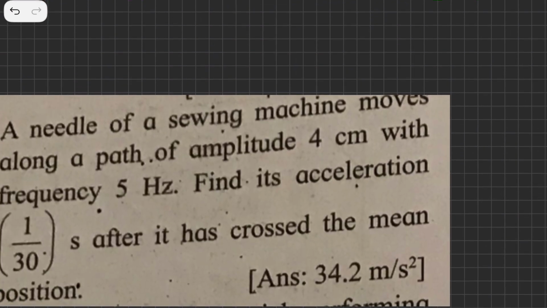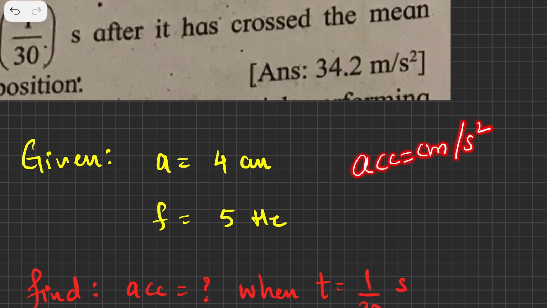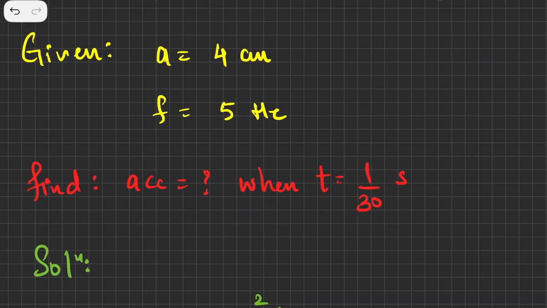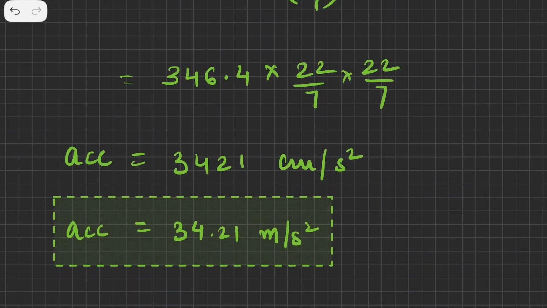Since we have not converted the centimeters into meters, your answer for acceleration would be in centimeters per second square. Also, hertz is an SI unit, and hertz is basically equal to 1 upon second, and 1 second is a unit of time, which is the same in each system. So in the SI system, MKS, CGS, FPS, everywhere the unit of time is seconds. That's the reason we get centimeters per second square.